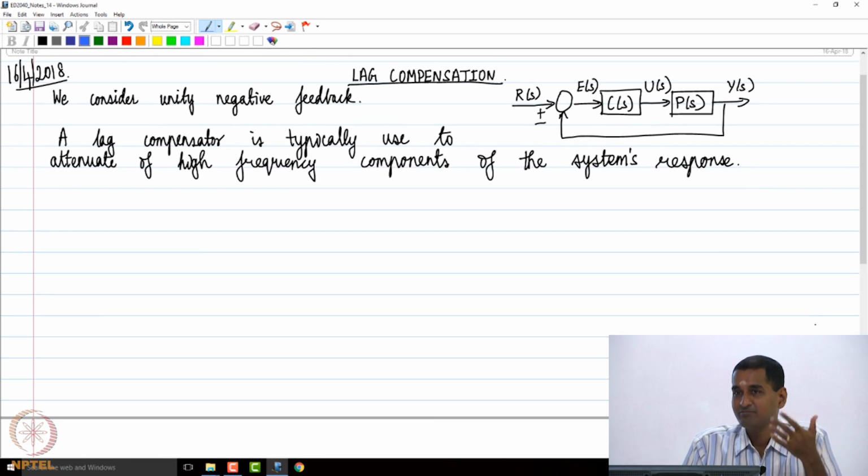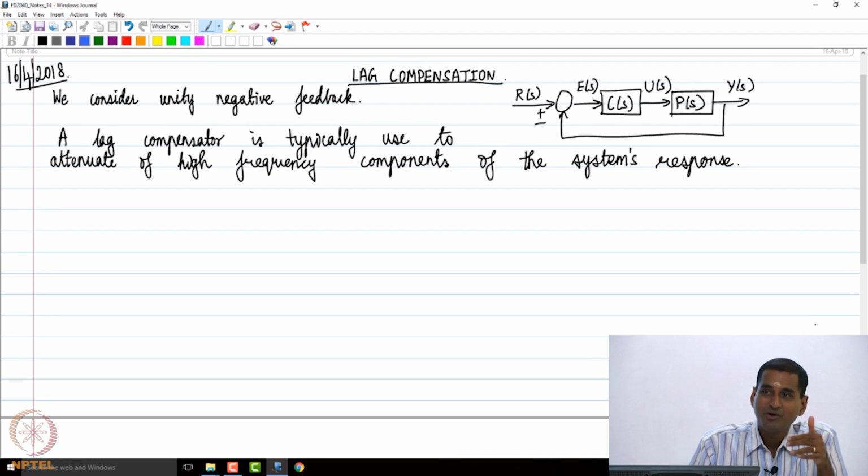The base system itself will have enough phase margin that the addition of a phase lag is acceptable. Phase lag means it is a negative phase angle, so obviously our phase margins are going to decrease a little bit, but we are not unduly worried about them. So, that is when you can apply a lag compensator: when we essentially want to attenuate the high frequency components, then we use a lag compensator and design the entire closed loop feedback system.